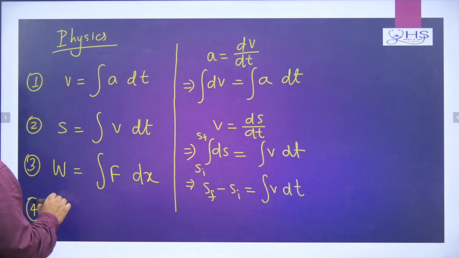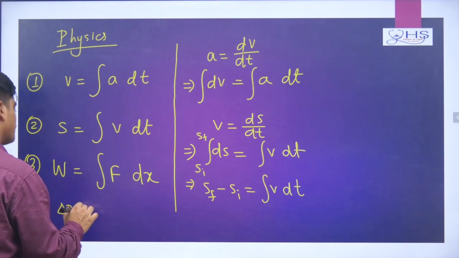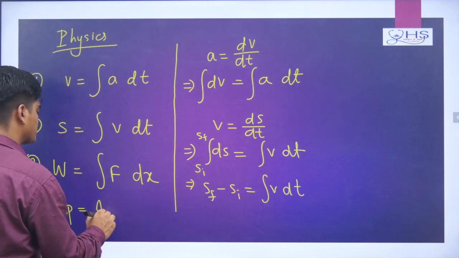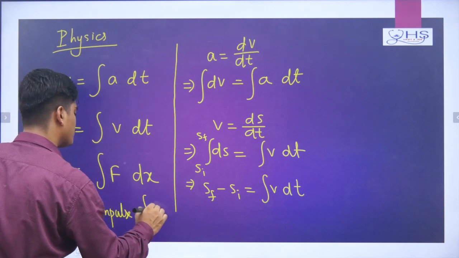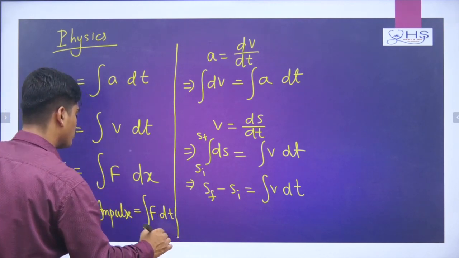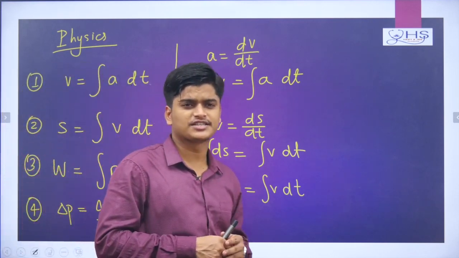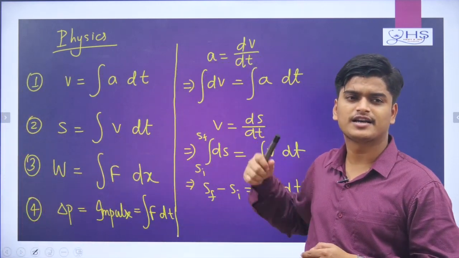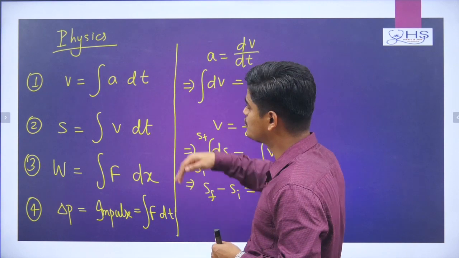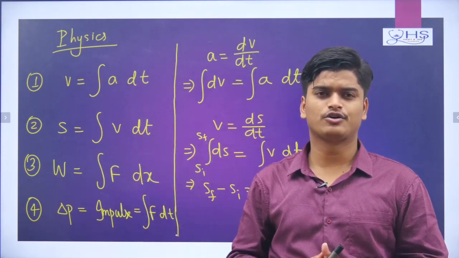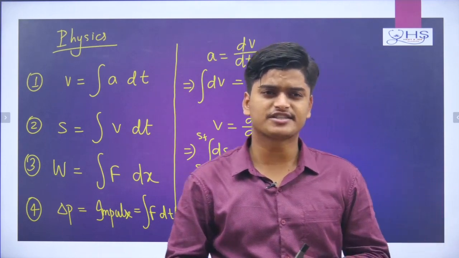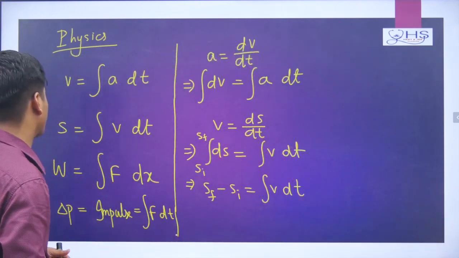Now number 4, suppose you want to find change in momentum, which is also called impulse. Okay, change in momentum is also called impulse. If you want to find it, you can find the integration of F dt. Not only these 4 formulas, there are many physics formulas where integration is related. For that we have to understand the integration formula correctly, then we can do this type of question easily. Now see some physics related questions and try to solve them.